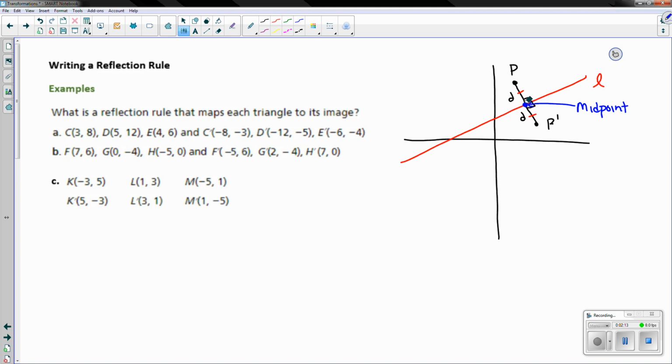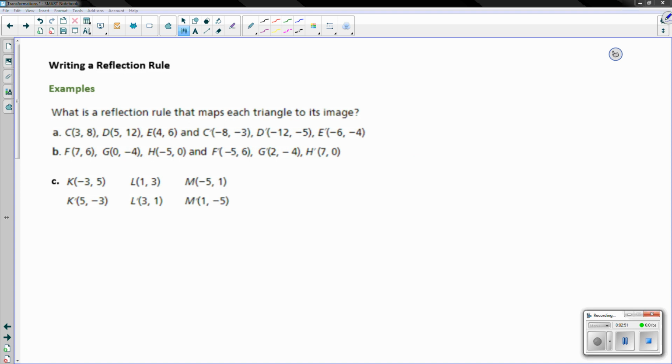So when it comes to writing the equation of the line L, we know that when we write the equation of any linear equation, we need a point and a slope. So the point it's going to pass through is going to be that midpoint of the segment that connects the pre-image to the image. The slope of line L is going to be the perpendicular slope to what the slope of the segment PP prime is. So using those two pieces of information, calculating a midpoint and calculating perpendicular slopes, we'll have enough information to find the equation of the line of reflection.